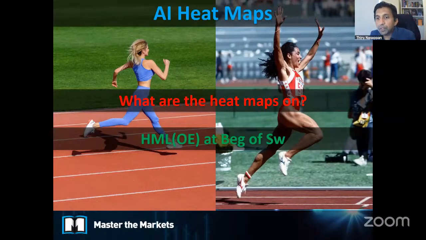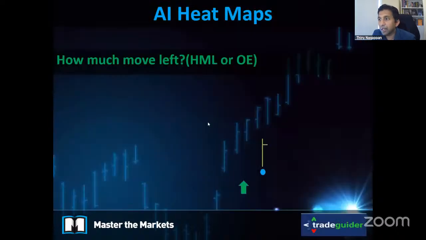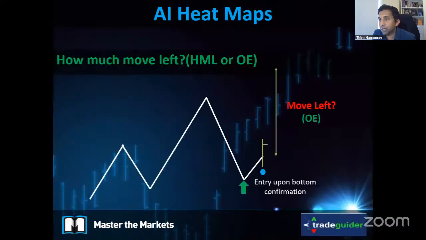At the beginning of a swing, ideally, when the swing begins, you must know how much move is left. Then the next question comes: when does the swing begin, or when does the swing end? And how do I find how much move is left? That's what the second diagram tells you over here on an overview level.